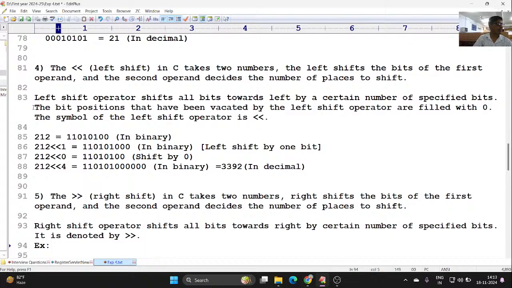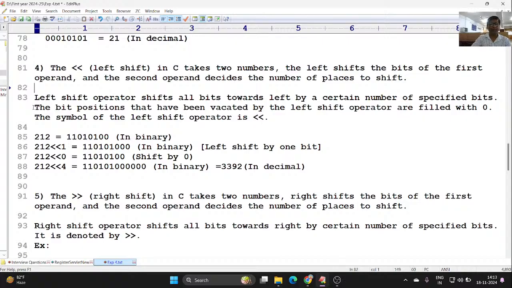Okay, let's see one more operator in bitwise, that is left shift. Similar to left shift, you will find right shift also, but first let's see left shift. Left shift in C programming takes two operands. It shifts the bits of the first operand to the left, and the second operand decides the number of places to be shifted.